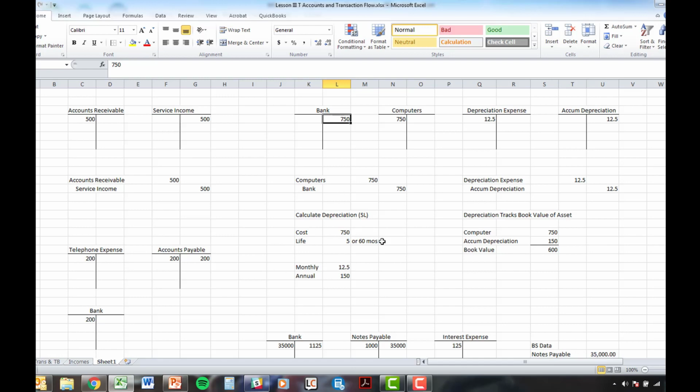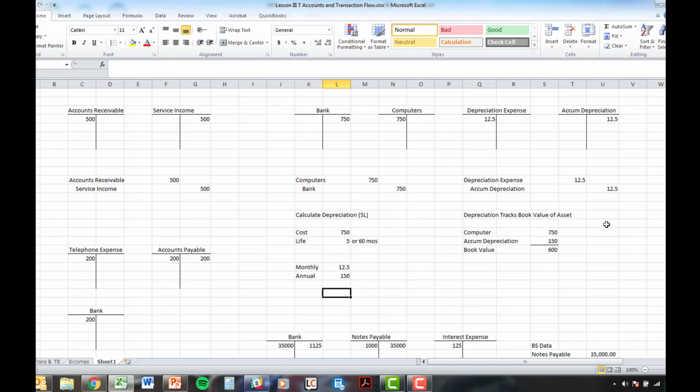And then let's say we set up straight line. Like I said earlier, straight line is setting it up and depreciating it equally over a set period of time. So we take into consideration the cost and its life. For computers, the IRS determines computers typically have a 5-year useful life, since technology moves so fast lately that after 5 years you're probably going to need a new computer. So what we do is we take 750 divided by 5 years, or 60 months, and you see right here, that's my formula. 750 divided by 60 is $12.50 a month, or $150 a year.